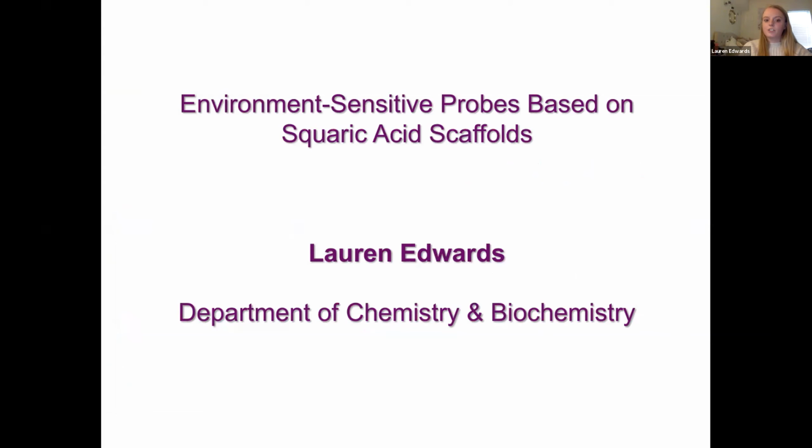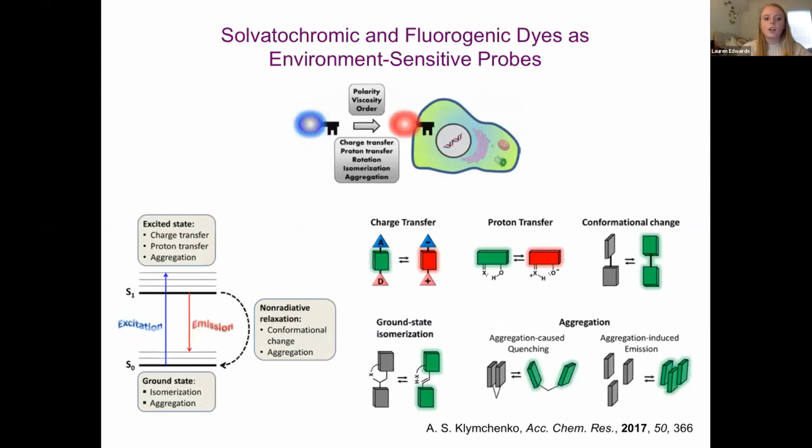My project is based on environment sensitive probes. Environment sensitive probes are molecules that have a set of photophysical properties that change in response to a change in their environment. The general mechanism by which these photophysical properties are measured is through the excitation of the molecule to an excited state and consequent relaxation to the ground state. From this, we can get photophysical properties such as absorption, emission, and the lifetime of the molecule.